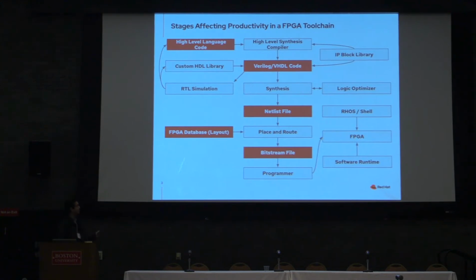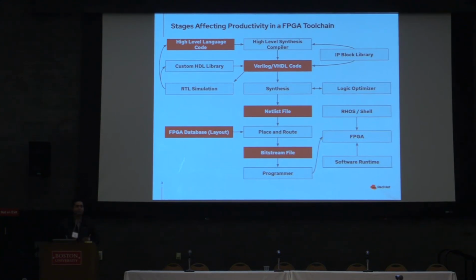The first process is synthesis, where you convert the behavioral representation of hardware into a net list of gates and wires, connect them together. And then you do place and route, which basically takes this logical representation and maps that to physical resources on the FPGA.